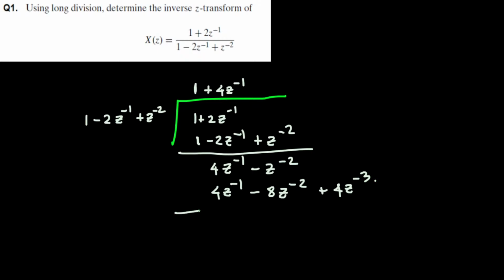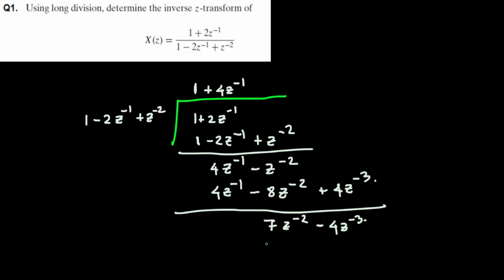Okay, now subtract. So 4z power minus 1 minus 4z power minus 1 is going to be 0. And z power minus 2 minus minus 8z power minus 2, minus minus turns to plus, so this is going to be 7z power minus 2. And then minus, because if you don't have anything, we consider it as a 0. 0 minus 4z power minus 3, which is minus 4z power minus 3.